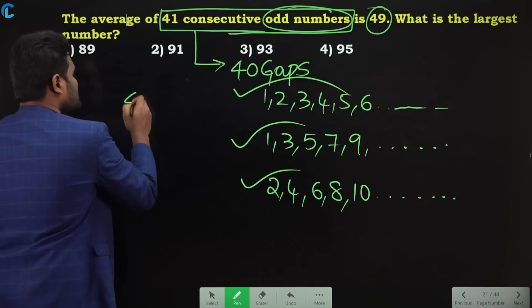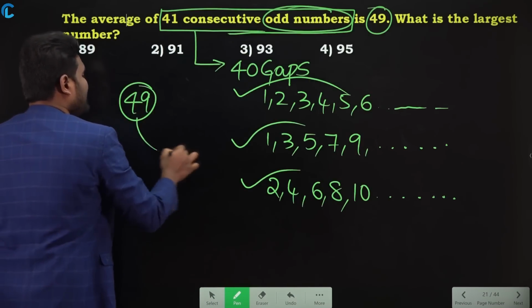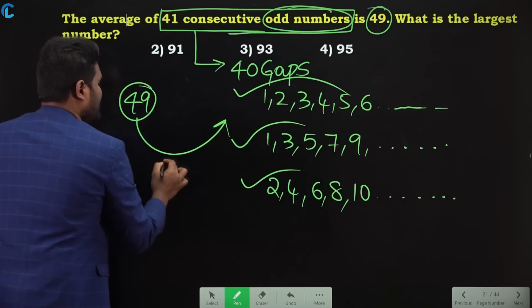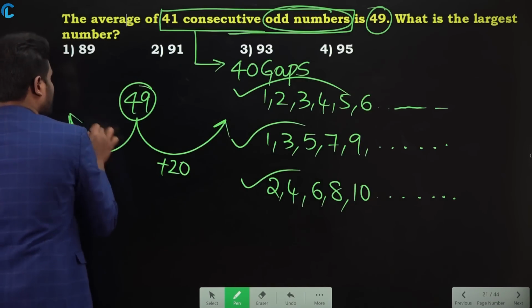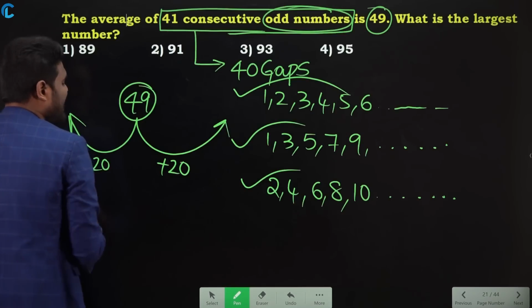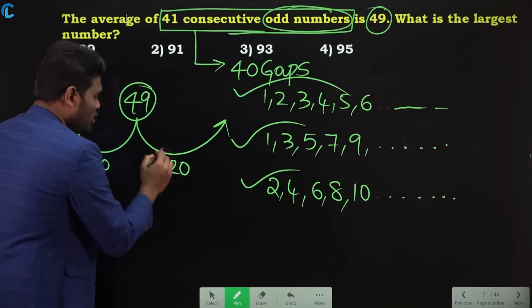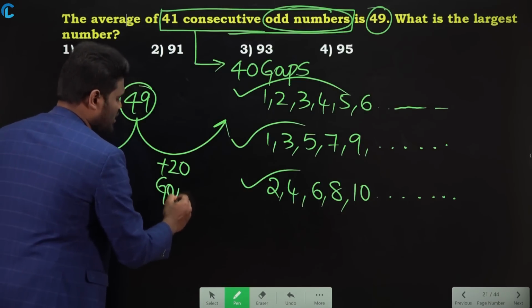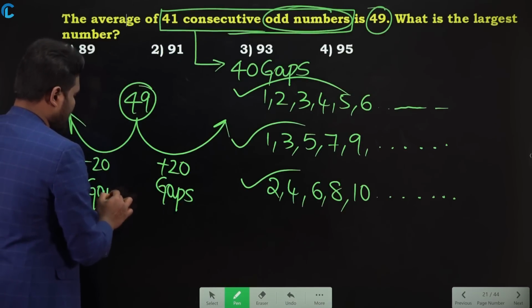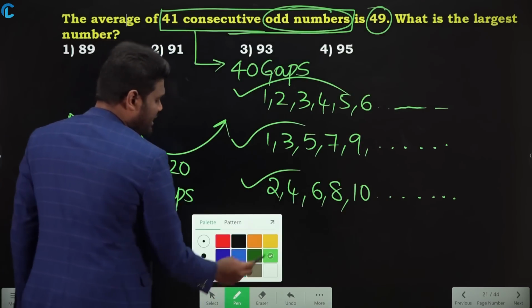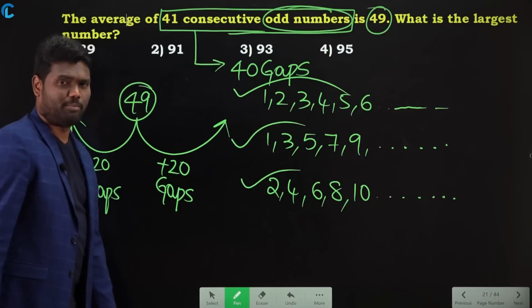If average is 49, if I need to know highest number, I need to go 20 gaps front. If I need a lowest number, then I need to go 20 gaps back. Yes or no? Look here, this is 20 gaps front and this is 20 gaps back. Now this is one more important point here. Let's observe carefully. One more important point.